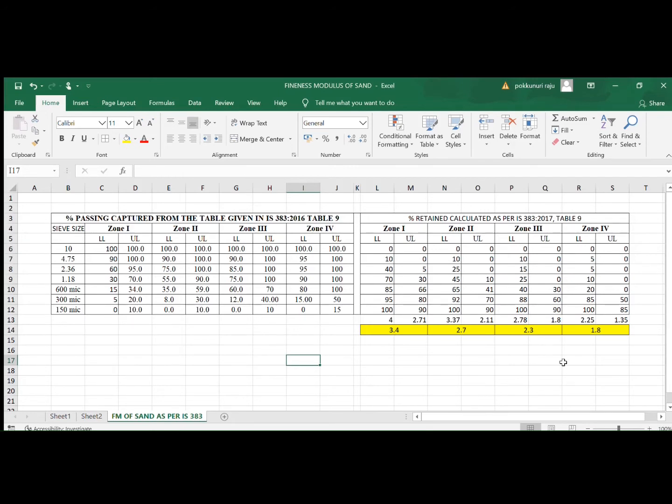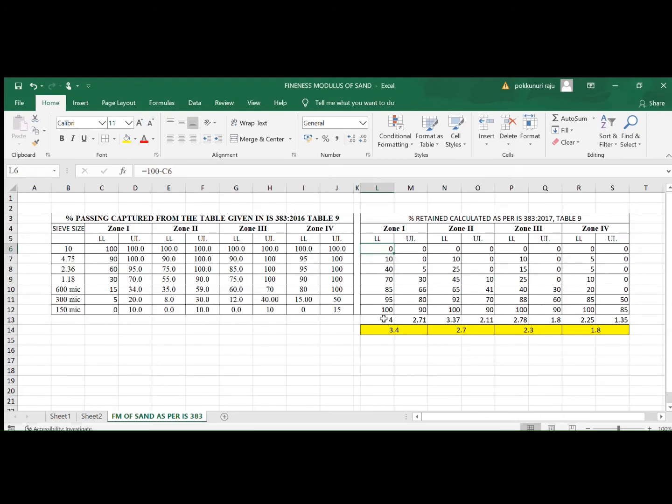For the 2.36 mm sieve, the percentage passing is 60 to 95 for zone 1, but the percentage retained is 40 to 5. Similarly, for the 1.18 sieve size, for zone 1, the percentage passing is 30 to 70, whereas the percentage retained is 70 to 30. How do you calculate the percentage retained? 100 minus the percentage passing will give you the percentage retained straight away. So, you calculate the percentage retained for each zone of sand corresponding to each sieve size and tabulate it as shown in the table here.